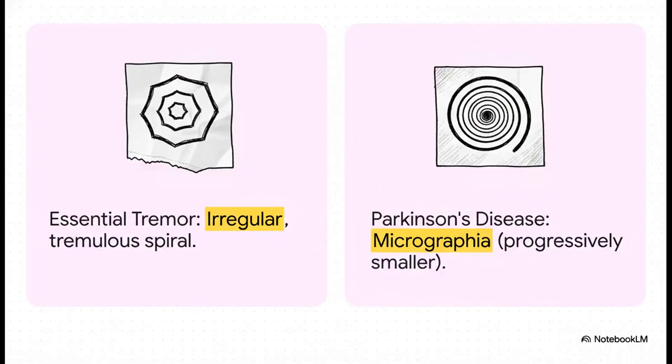The spiral drawing test is a brilliant diagnostic tool. Ask the patient to draw a spiral. With essential tremor, the spiral will look shaky and irregular, but, and this is the key, the size of it stays the same. This is a night and day difference from Parkinson's, where you get micrographia, meaning the spiral gets smaller and smaller as they draw.